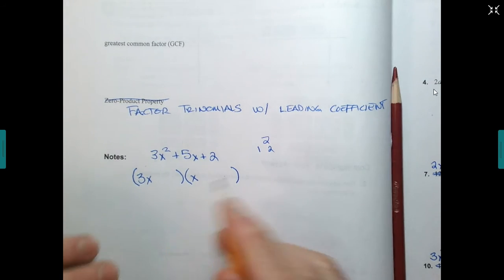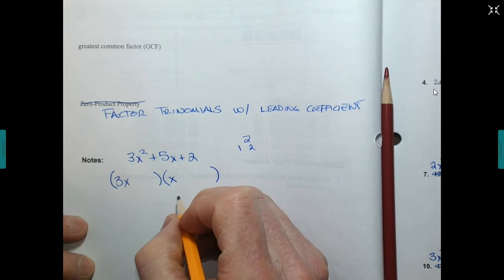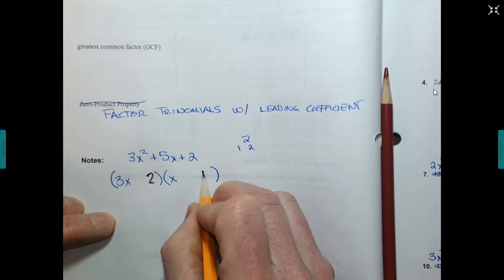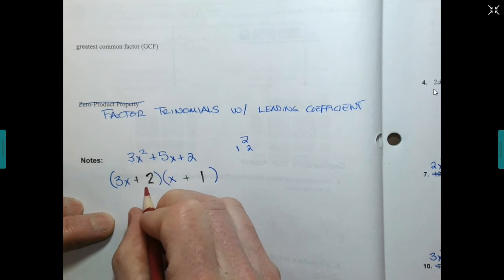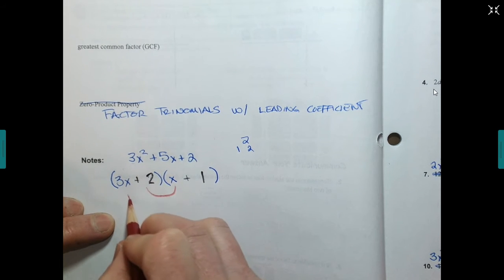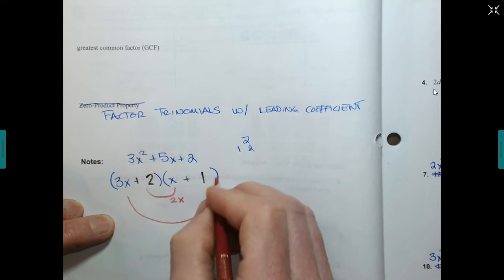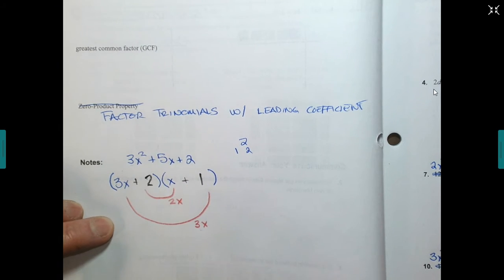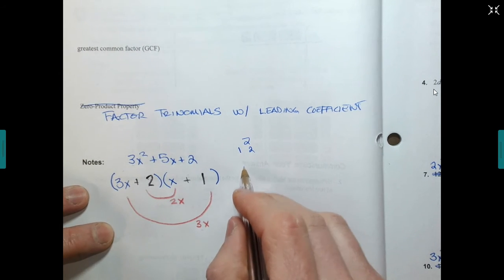I'm actually going to start using a pencil because we're going to be doing some erasing. So a 1 and a 2. Let's try, just for the sake of it, putting a 2 and a 1. This double smiley face that Mr. Davies is talking about looks like this. I have a double smiley face. So here I have a 2x, and here I have a 3x. 2x plus 3x equals 5x. So that is actually correct. That's correct right there.